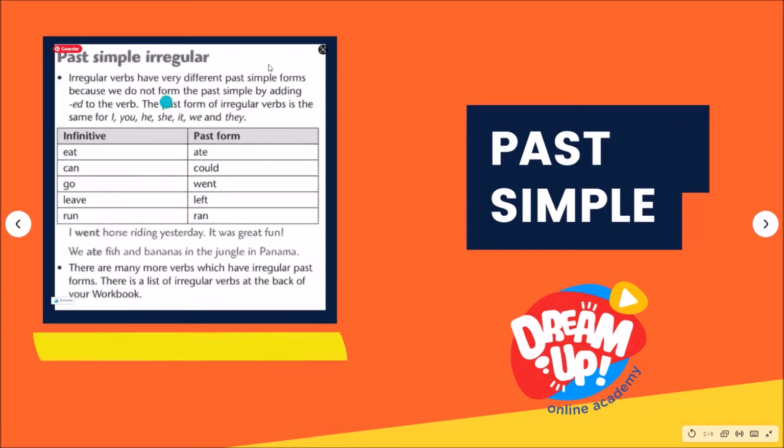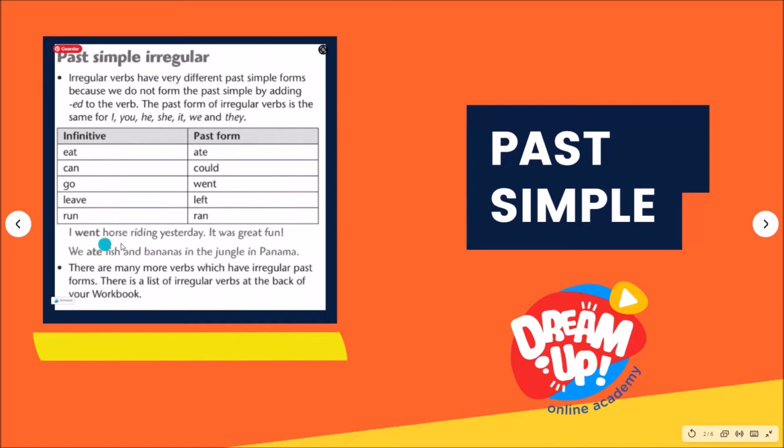Now, what happens with the irregular verbs? Irregular verbs change completely. Cambian completamente los verbos irregulares. ¿Sí? Son verbos que no agregan ed para transformarse en el pasado, sino que cambian completamente. So, let's have a look at the examples. Eat, in the past is ate. Can, could. Go, went. Leave, left. Run, ran.